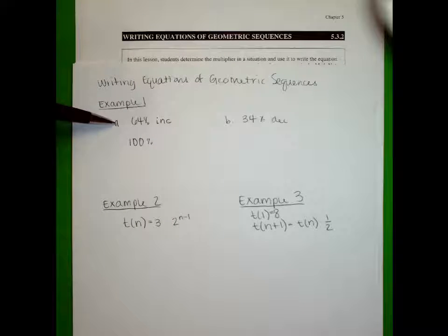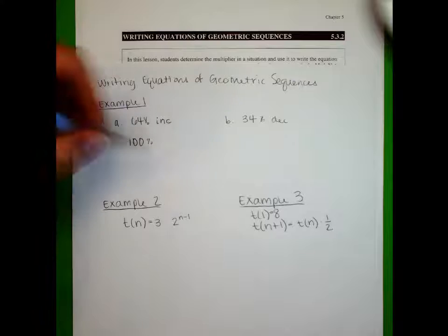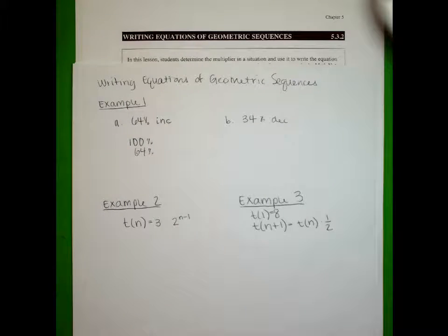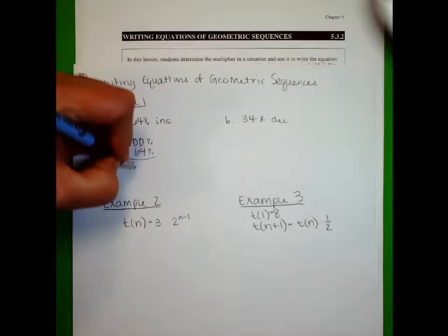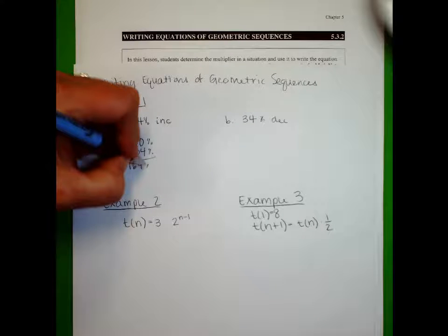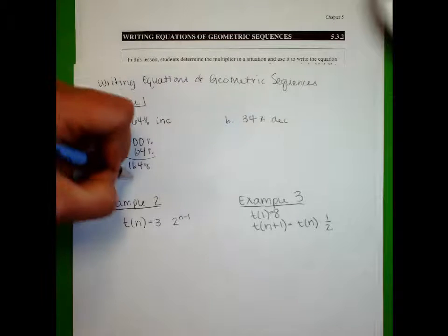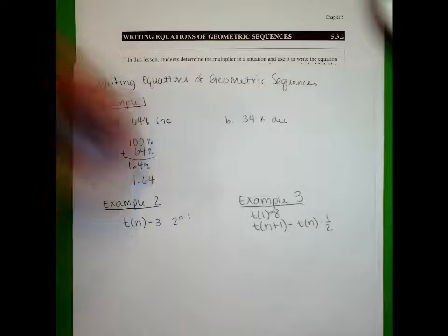So example 1, part A, it's increasing by 64%. So we take our 100% and we add 64%. You end up with 164%. That means your multiplier is 164%. Written as a decimal would be 1.64.